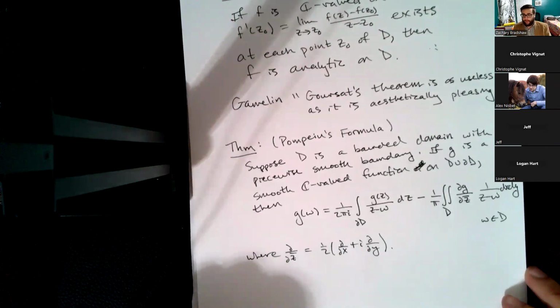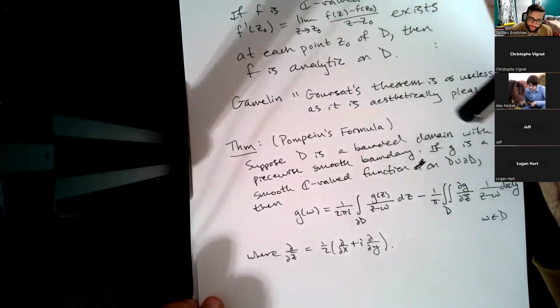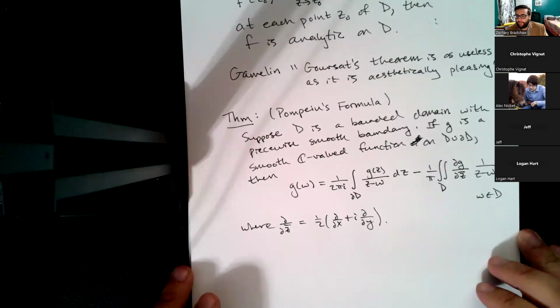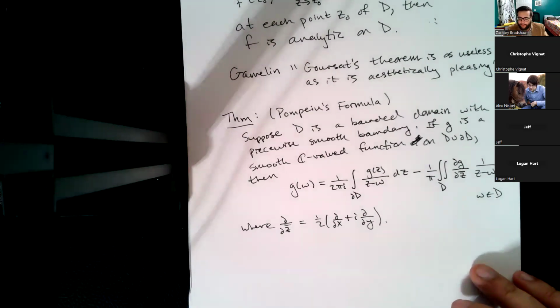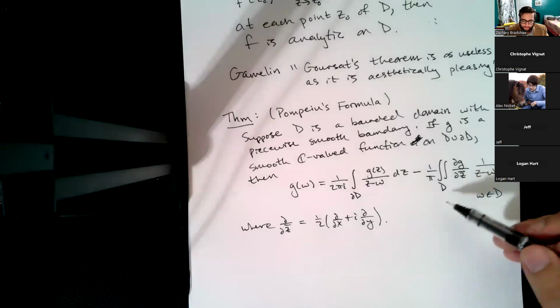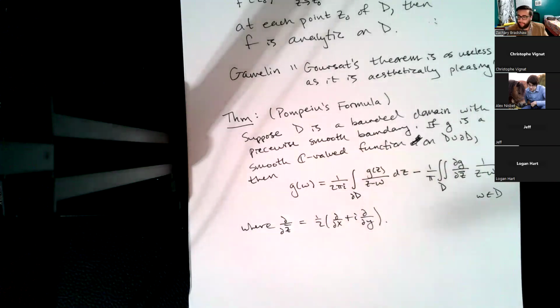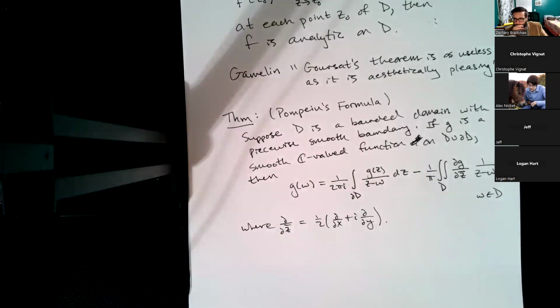And I am again not going to prove this, but this time for good reason, because the proof is exactly the same as Cauchy's integral formula, except we get this extra boundary term because we assume only that G is smooth, right, rather than analytic.